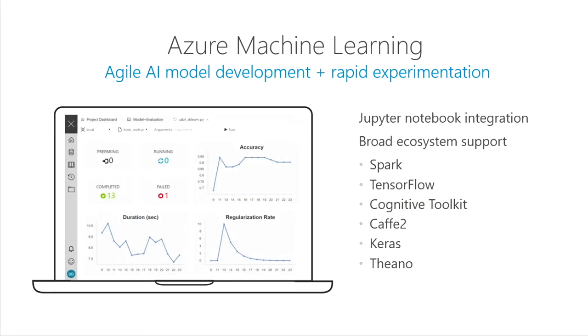It also includes support for using pretty much any AI framework out there, whether it's Spark or TensorFlow or Cognitive Toolkit or Caffe2 or Keras. You can take advantage of all those. And it also has broad Jupyter Notebook integration, which is an open source framework that makes it really easy to iteratively and fast create models in a group environment.